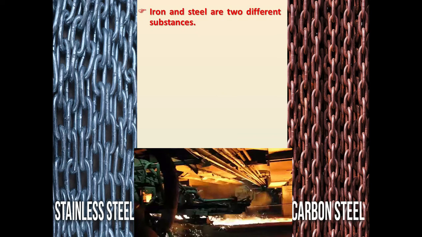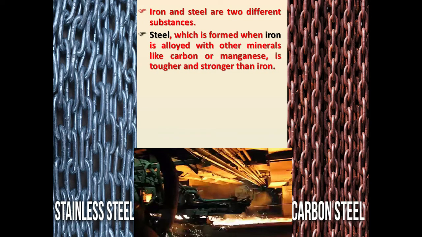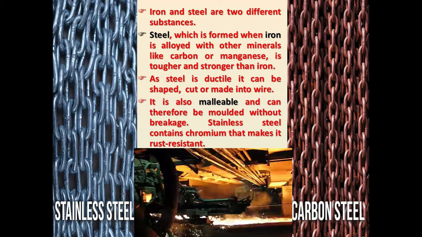Okay, so iron and steel are two different substances. Steel is formed when iron is alloyed with other minerals like carbon or manganese, and it is tougher and stronger than iron. As steel is ductile, it can be shaped, cut or made into wire. It is also malleable and can therefore be molded without breakage. Stainless steel contains chromium that makes it rust resistant.